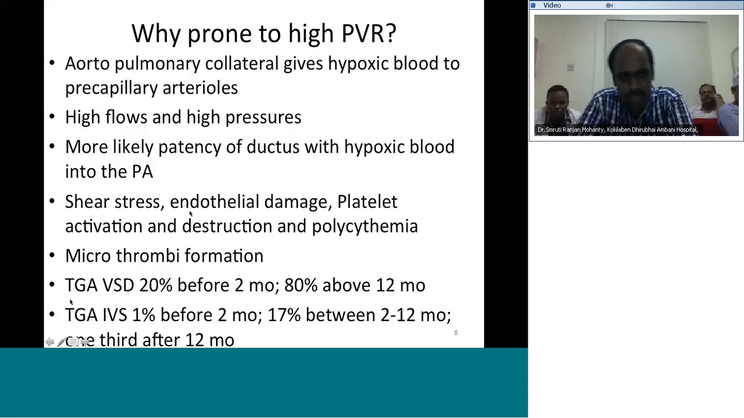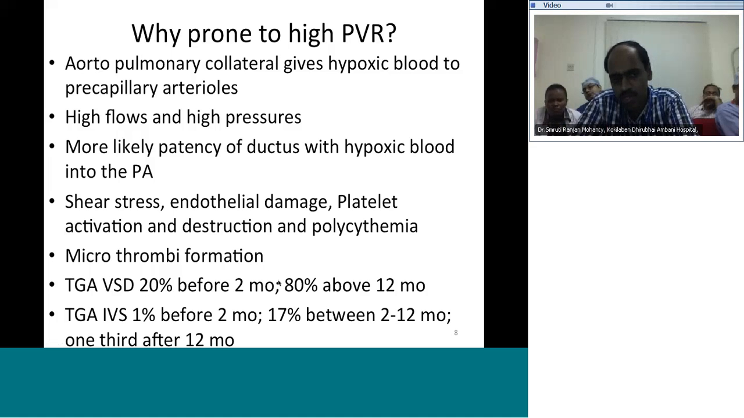If you have a patient with a transposition with ventricular septal defect, around 20% of them will have very high pulmonary vascular resistance even before 2 months of age. So that's the reason why, in transposition with VSD, we should try to operate preferably within a month or so. If you delay beyond 2 months, 20% of them will already have pulmonary vascular disease, and if you wait more than 1 year, 80% of them will have pulmonary vascular disease.